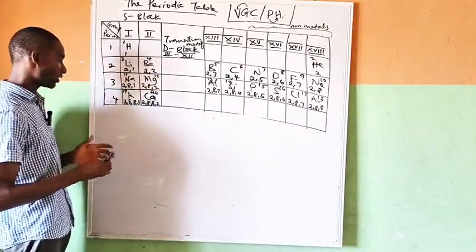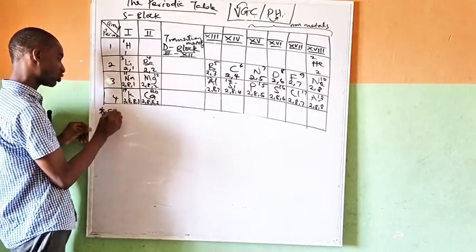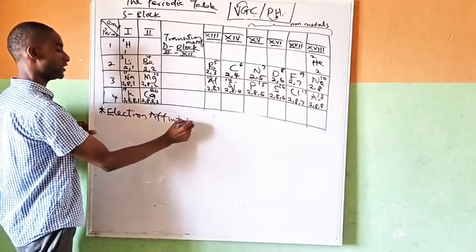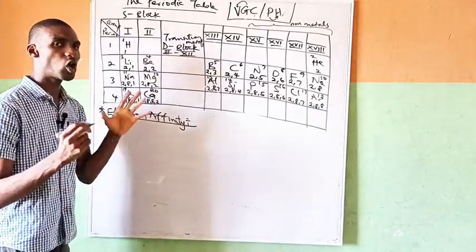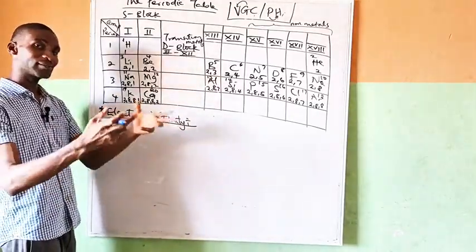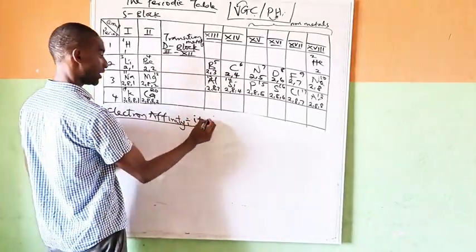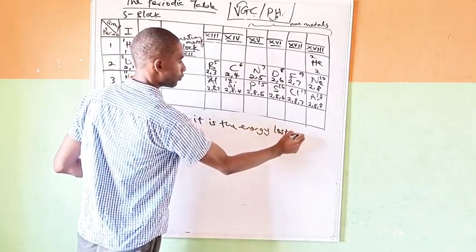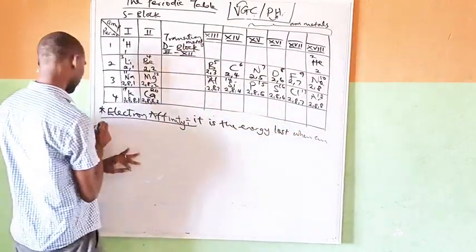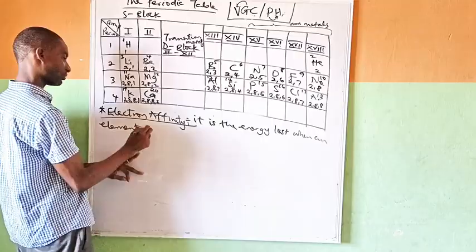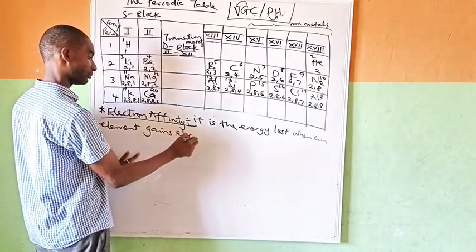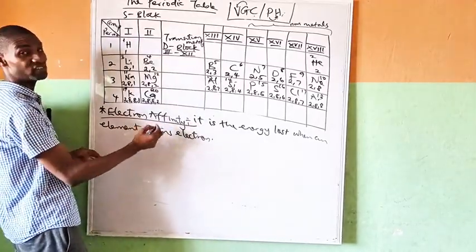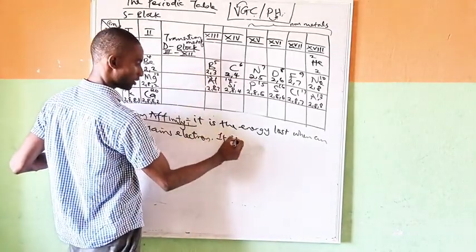Talking about ionization energy, the next one I'll talk about is electron affinity. What is electron affinity? It is the energy that is lost when an element accepts an electron. It is the energy lost when an element gains an electron. It is also called the love for electron. Affinity means love. It is love of electron.